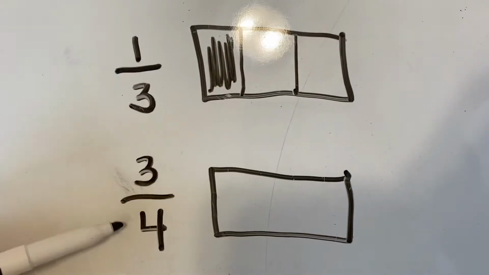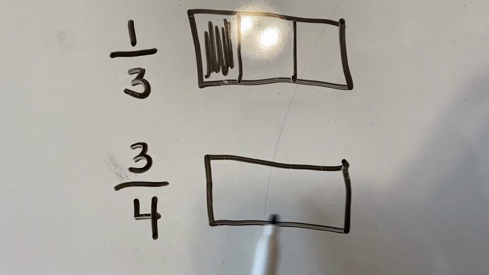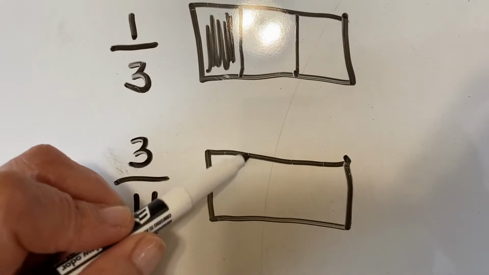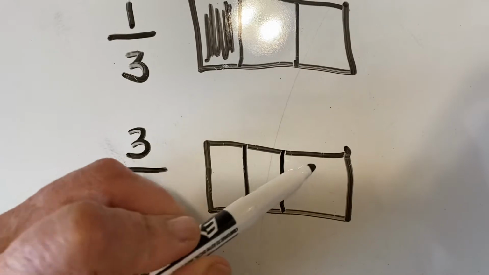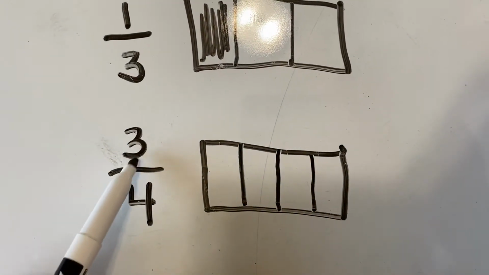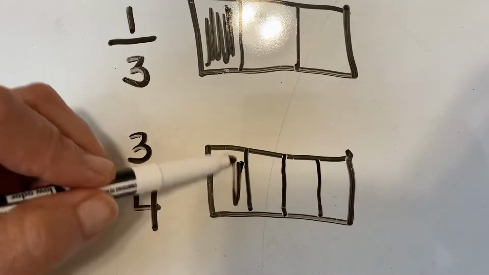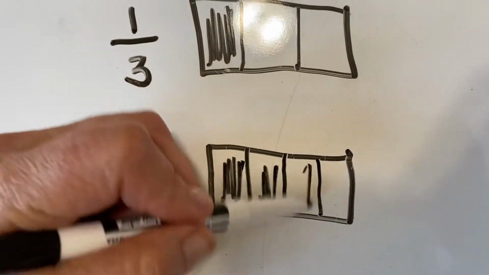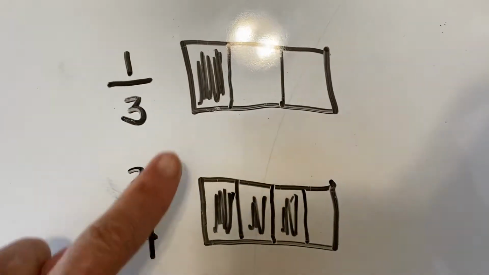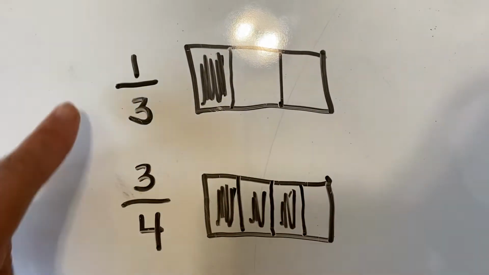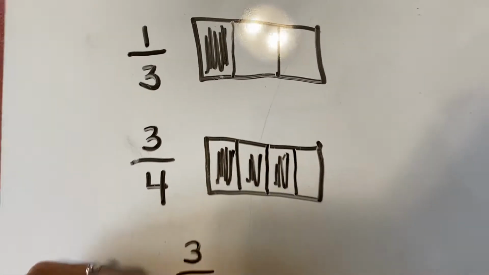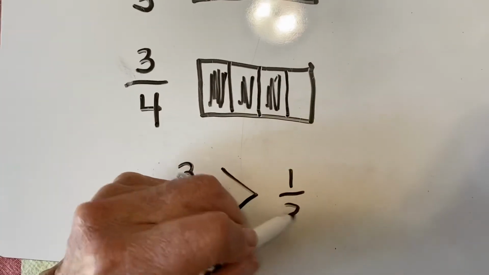Perfect. This one is 3/4. So we have to split up our bar model into 4 pieces. We draw 3 lines, 1, 2, 3. Now it's split up into 4 pieces, and we shade in 3. 1, 2, 3. Okay? And now we can just eyeball them and say, which one's bigger? Oh, definitely 3/4. So we can say 3/4 is greater than 1/3.